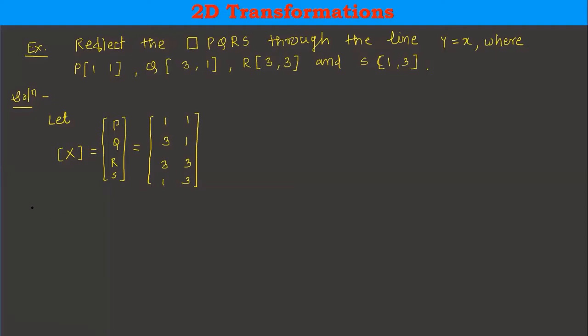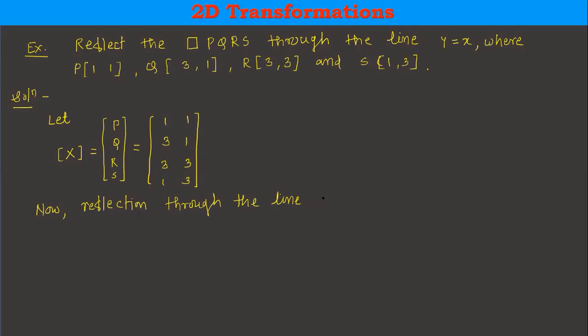So what is the transformation? The transformation is reflection. Reflect the quadrilateral. So it means the transformation is a reflection. Reflection through what? Reflection through the line y is equal to x. Okay, so this is a standard reflection, and we already know the transformation matrix for the reflection through the line y is equal to x.